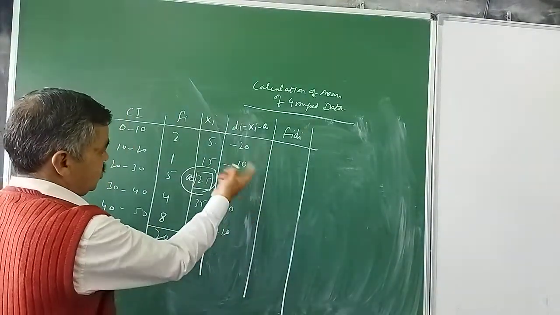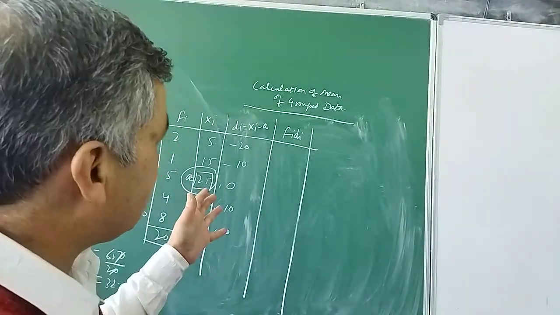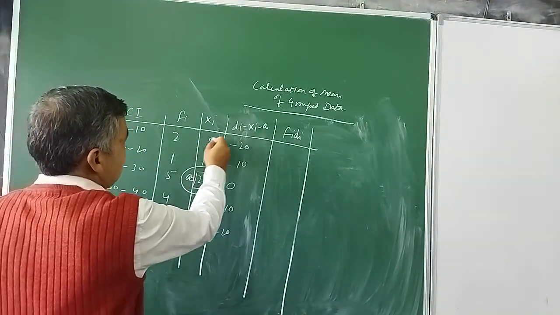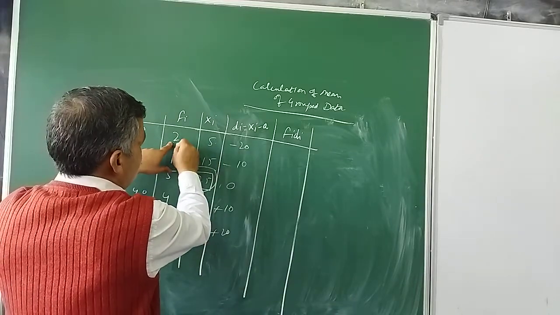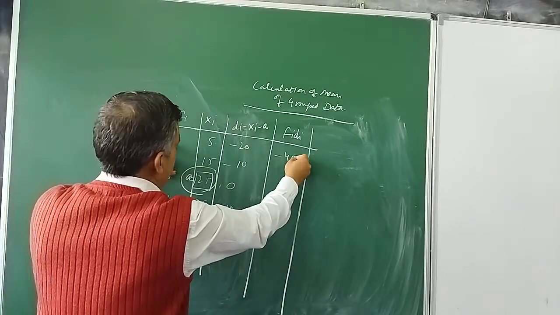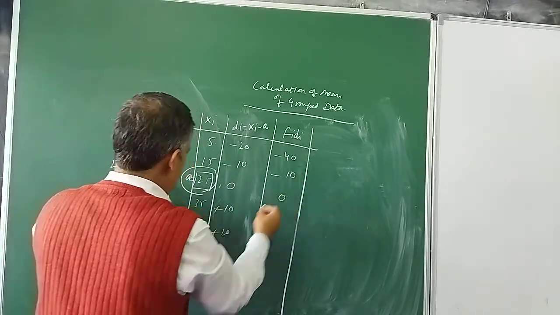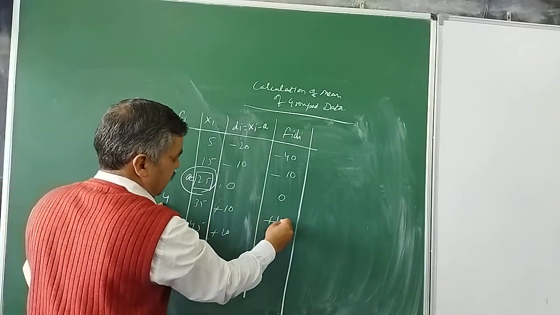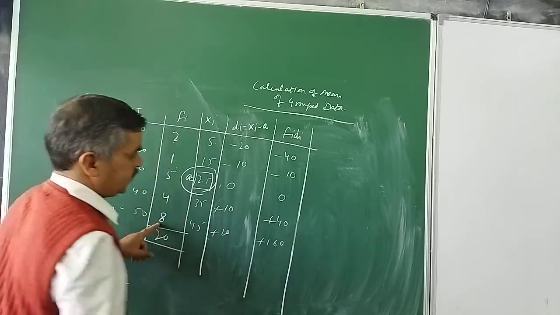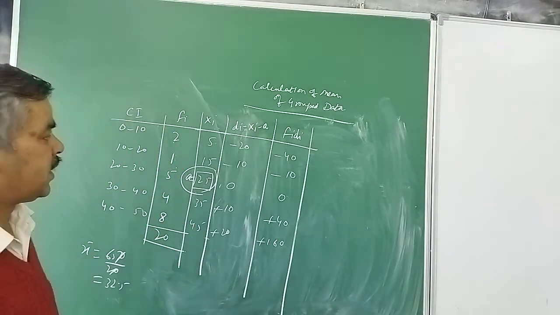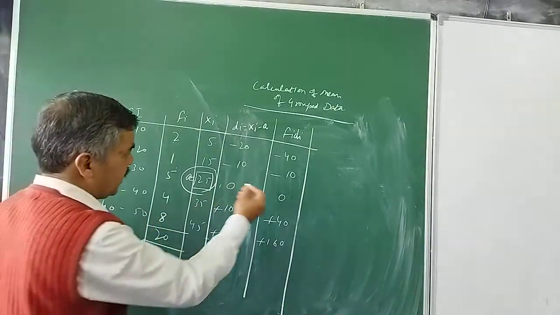So if you keep a check, the previous calculation was a little bigger, but now it is reducing. So I will be taking fi di. So 2 into minus 20 is minus 40. 1 into minus 10 is minus 10. 5 into 0 is 0. 4 into 10 is plus 40. And then 8 into 20 is plus 160. So this is the product I am getting when I am multiplying fi with di.